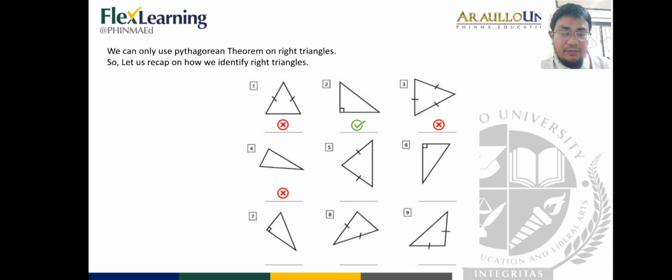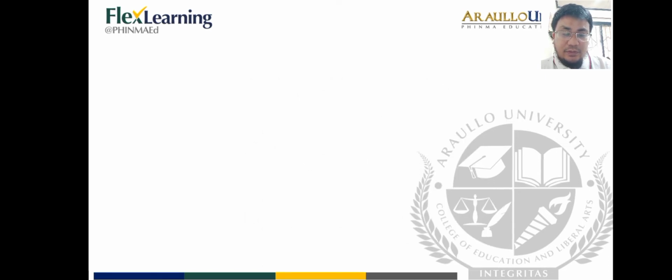And how about triangle 5? No. How about triangle 6? Yes, that's a right triangle. And triangle 7 also is a right triangle. Triangle 8 is not a right triangle, and 9 is also not. Okay? Did you see the pattern? So let's proceed.